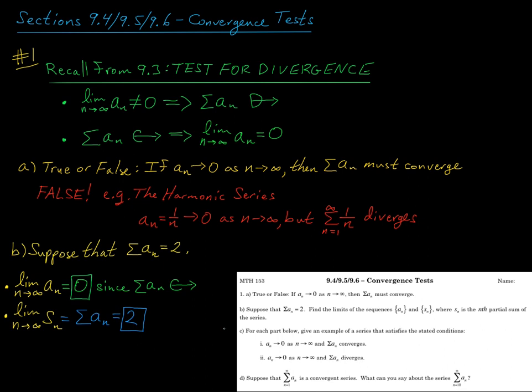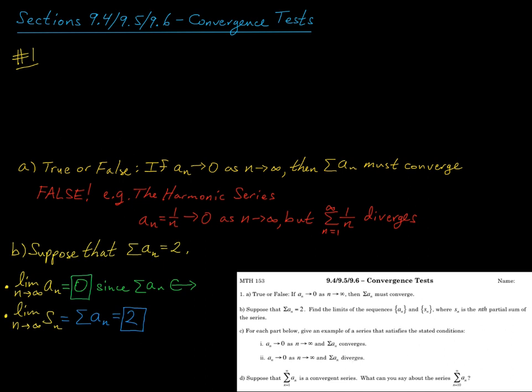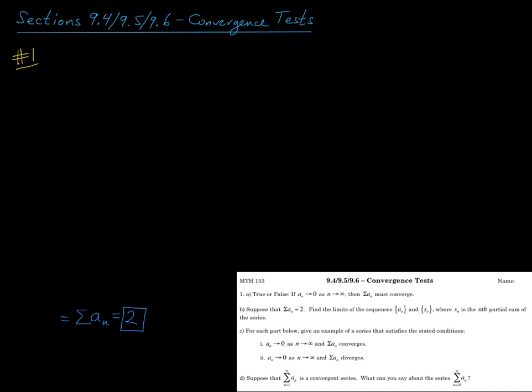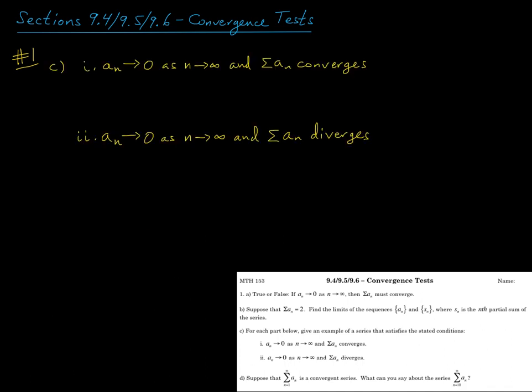It says, for each part below, give an example of a series that satisfies the stated conditions. So in part 1, we want a sub n to go to 0 and the series of a sub n to converge. And then in the second part, we want a sub n to go to 0, and now the series of a sub n needs to diverge. All right, so make a little space here first, and then let's look at part 1.